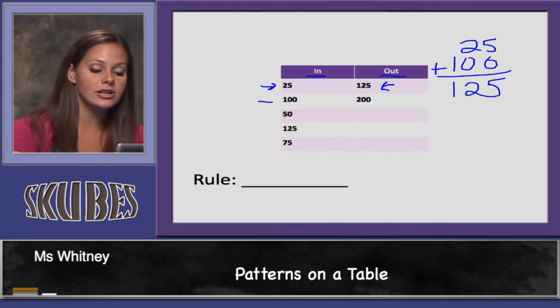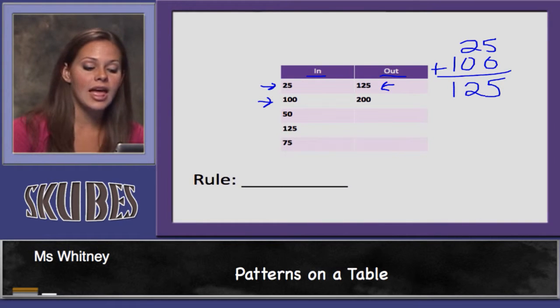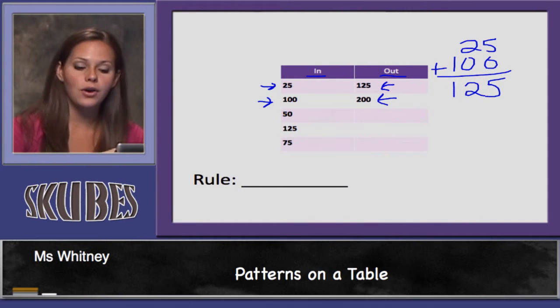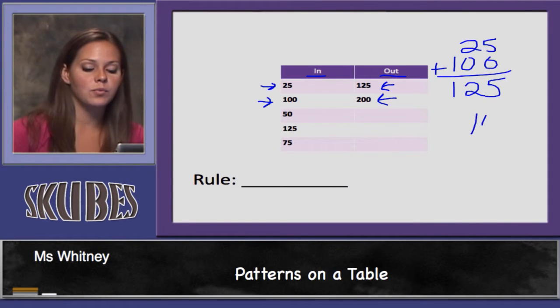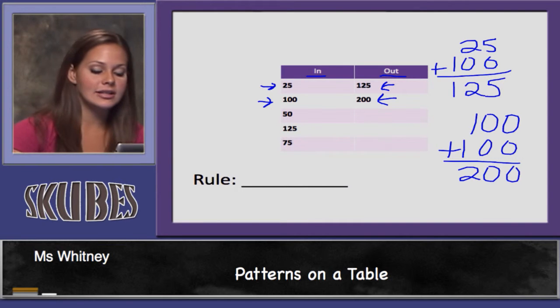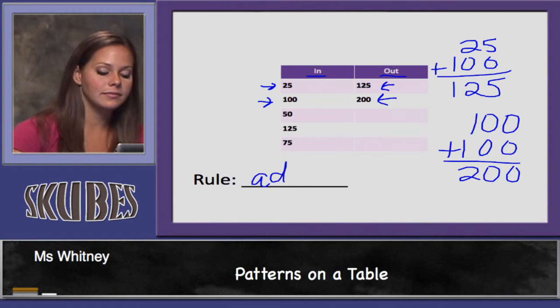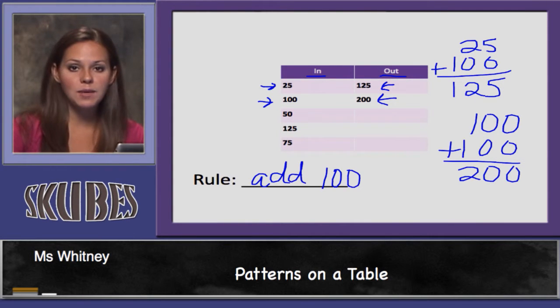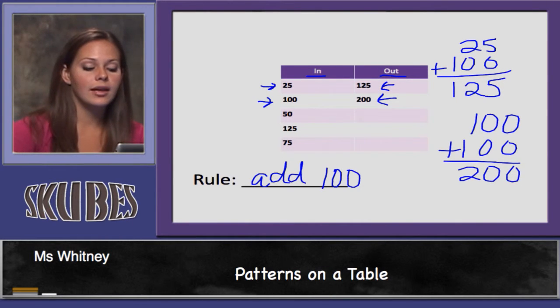I have 100 in the in column and 200 in the out column. Let's see if the same rule will apply. I have 100, and if I add another 100, I will have 200. So the rule is to add 100.